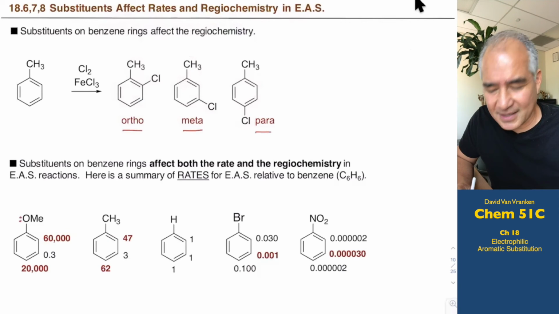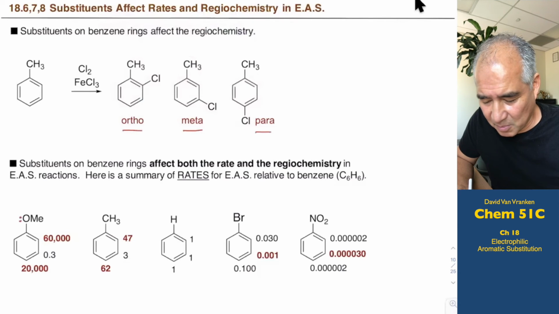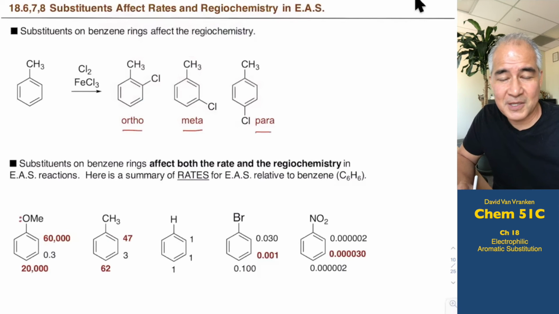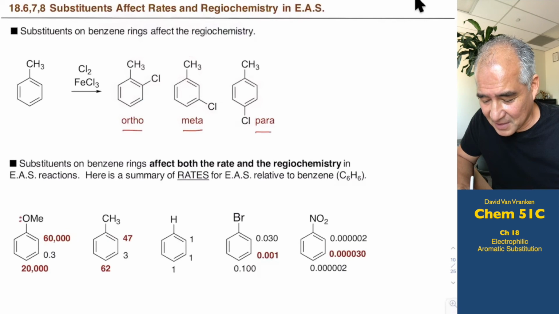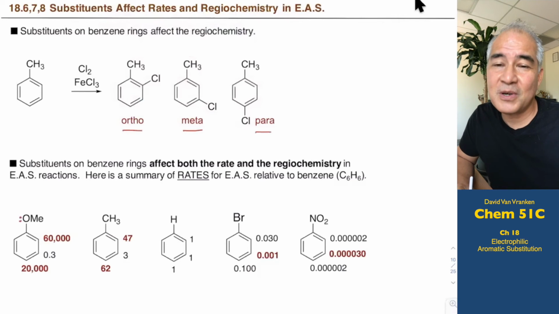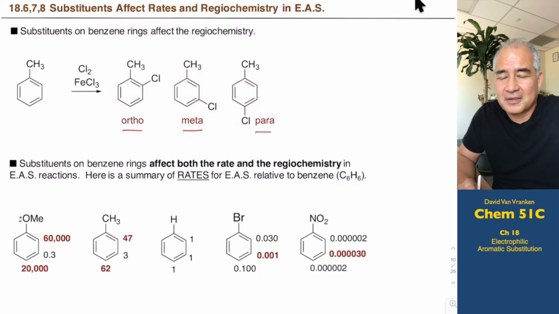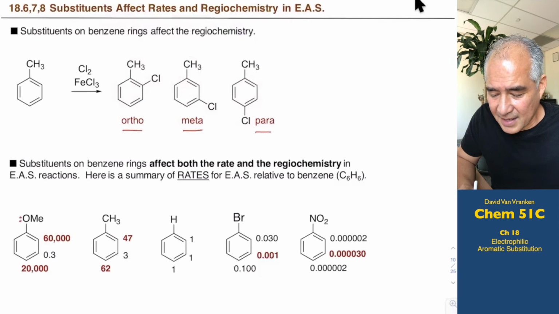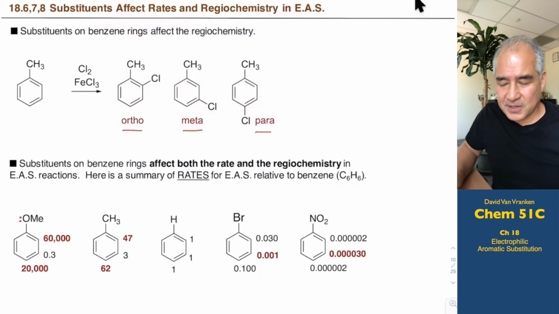If you nitrated this, you'd get nitro groups. Some of your products would have the nitro group at the ortho position, and some of your products would have the nitro group at the para position. But the amount of nitration or substitution at the meta position would be so small, you couldn't even measure that in your product mixture. So whenever you've got heteroatoms with lone pairs, they tend to favor substitution at the ortho and the para position.